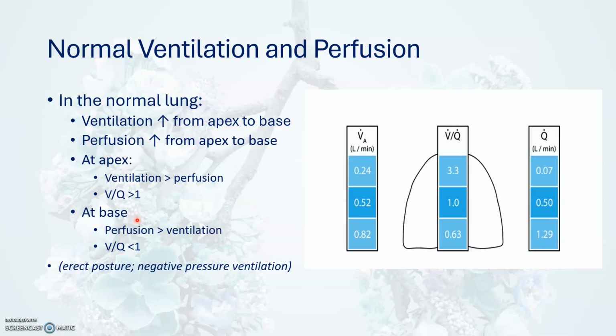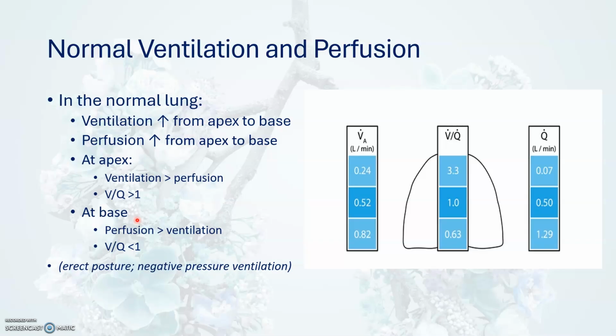to base, and that's because the lung is more inflated at the apex and the rib cage at the apex is less mobile. So there is less change in volume of the apex of the lung during breathing compared to the base, where the increase in volume is due to movement of the diaphragm and movement of the lower rib cage. So ventilation increases from apex to base.